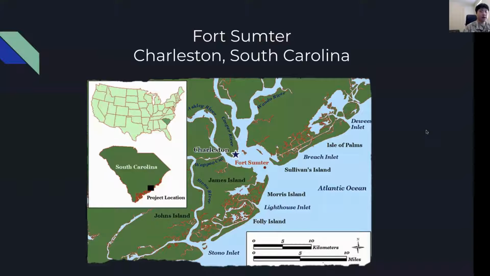So the first battle here is the Battle of Fort Sumter in Charleston, South Carolina. You can kind of see where Fort Sumter was located at the entrance of Charleston Harbor. Charleston was one of the few major ports that the South had, which they needed in order to control the commerce and trade that they needed to keep the war going.